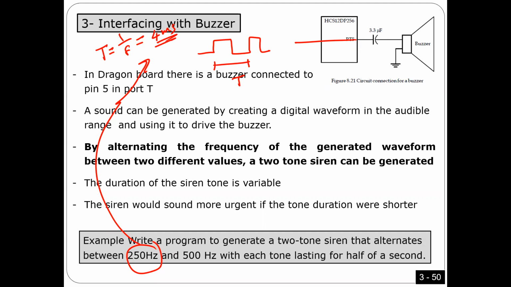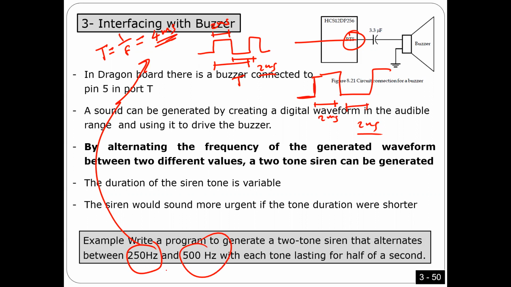Is that okay? That means the delay here has to be 2 milliseconds, and the delay here has to be 2 milliseconds. Very easy. That means in order to generate this signal, you have to pull BT5 high, delay 2 milliseconds, and then pull it low, delay 2 milliseconds. Very easy, right?